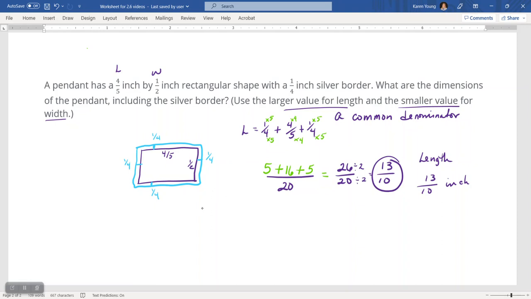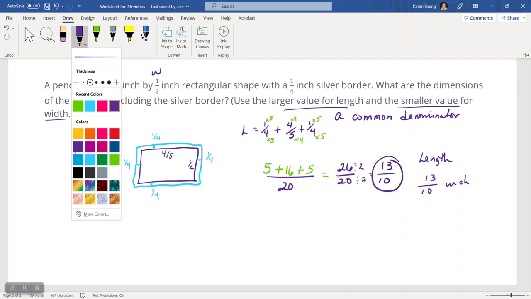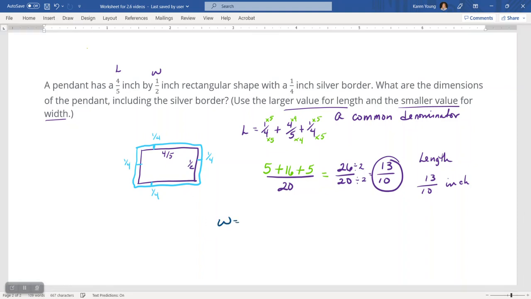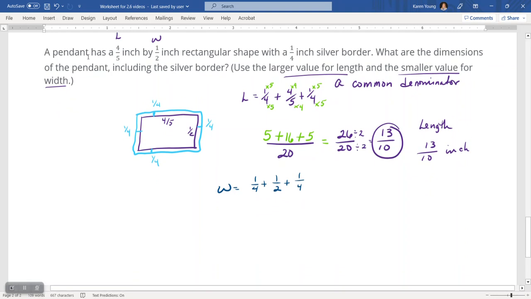All right, so now I've got to find my width. Again, the width is going up and down here. I've got a 1/2 inch width, and I've got a 1/4 inch border on each side. So my width is going to have a 1/4 border on the top, then my 1/2 width, and a 1/4 border on the bottom. So then again, I'm going to find my common denominator.